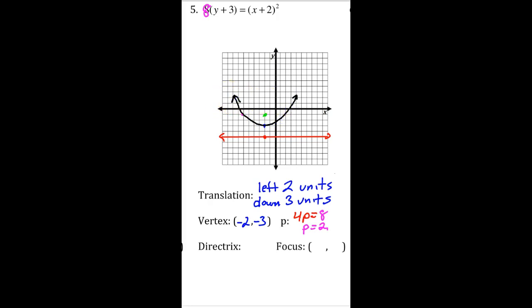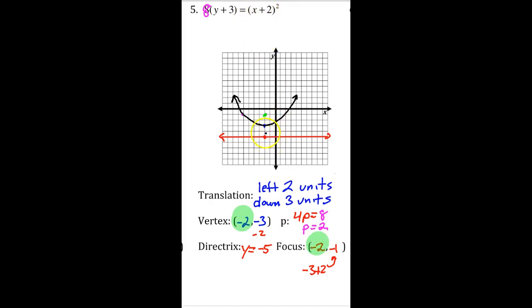There we go. And our directrix, since it's below, will be the y-coordinate of the vertex minus our p-value. So we get y equals -3 minus 2, which is -5. And then our focus point will be our y-coordinate k plus the p-value, so -1. And of course, the x-coordinate is the same as the vertex. So these will always match.